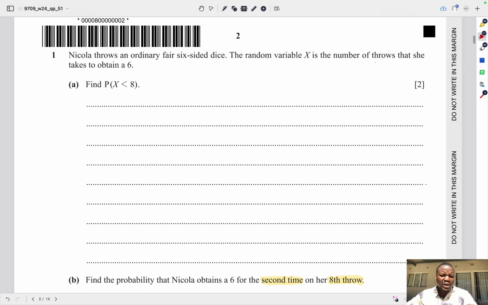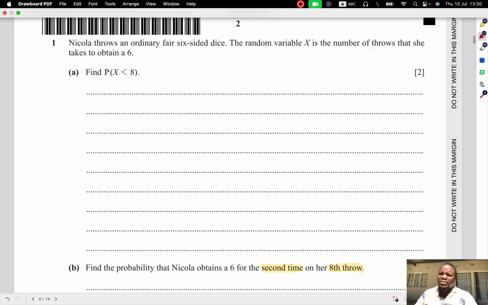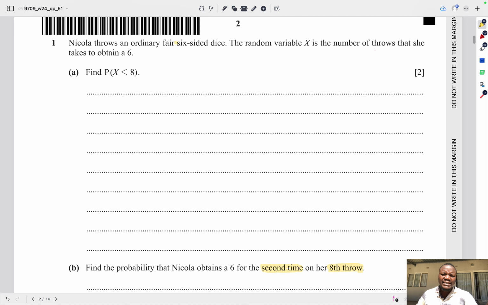Now there's this question 1 here. It says Nicola throws an ordinary fair 6-sided dice. The random variable x is the number of throws that she takes to obtain a 6. Now it is important to take note of keywords. They've said fair 6-sided die. If they say fair 6-sided die, they mean each number on that die has equal chances of being obtained, and we've got 6 numbers, meaning each number has a 1 out of 6 chance of showing up.